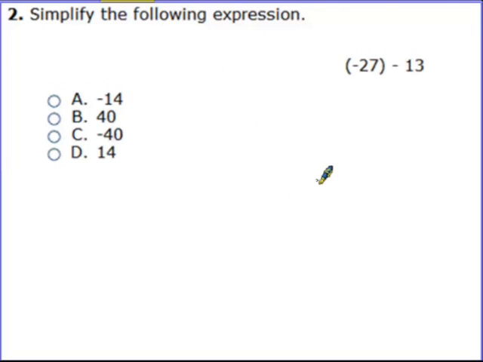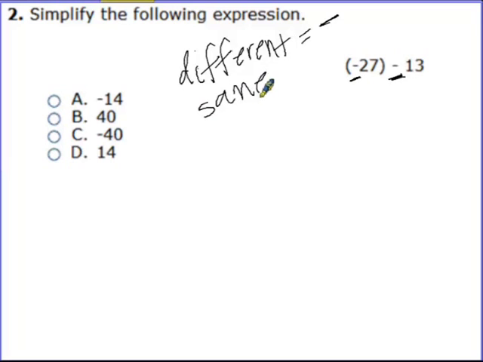Okay, so we've got this problem. Remember last time signs were different. This time, the signs are the same. So you may want to make a note of this. When signs are different, we subtract. I'm going to put equals a subtraction sign. When they are the same, that equals a plus sign. We have to add. Signs are the same, so we are going to add.